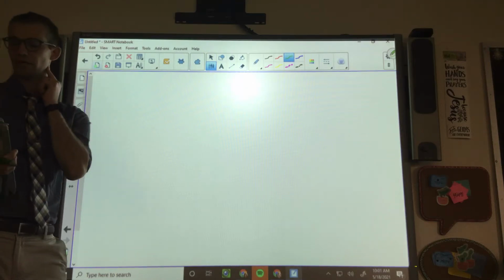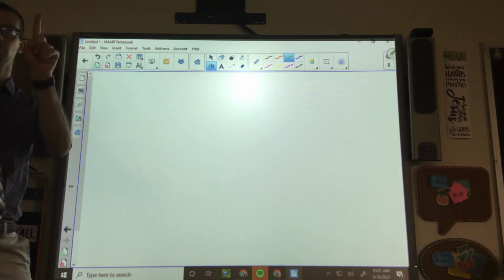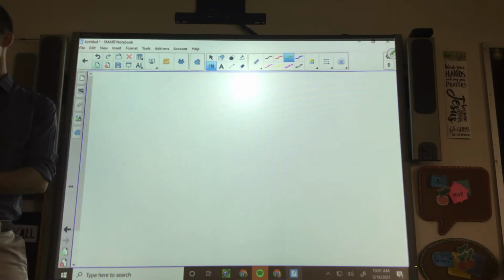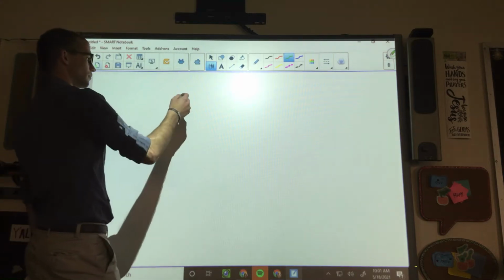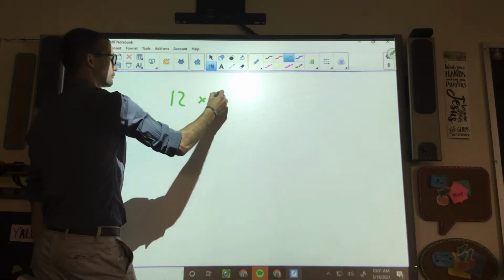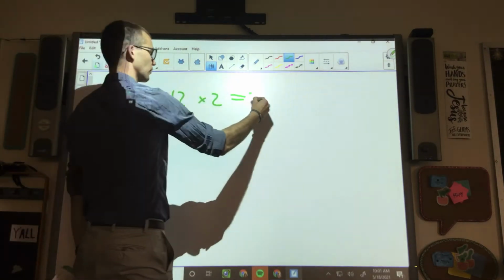Can someone read that for me? A box has 12 plums. How many plums are in 2 such boxes? Okay, so it's got 12 plums, 2 boxes. So that means you got 12 times 2. Pretty easy. Your answer is how many plums? 24.